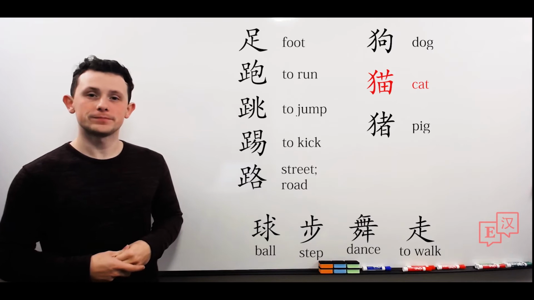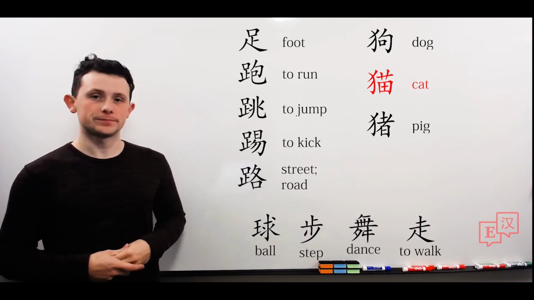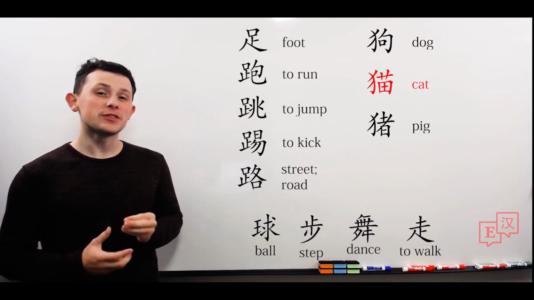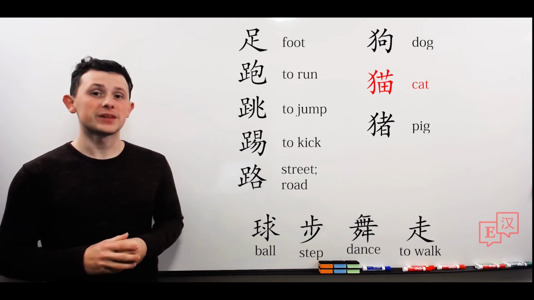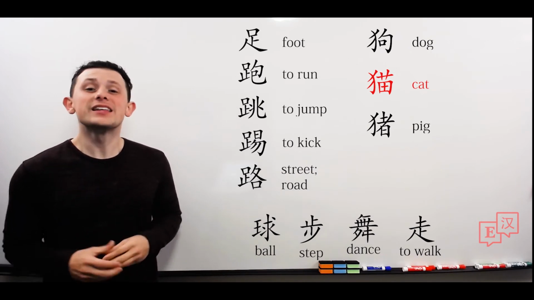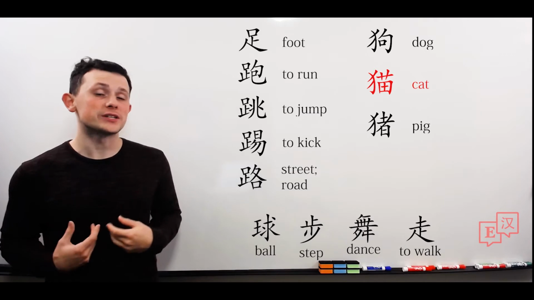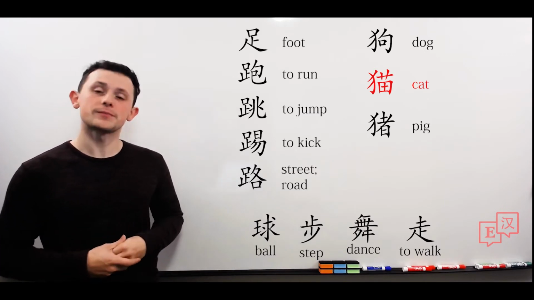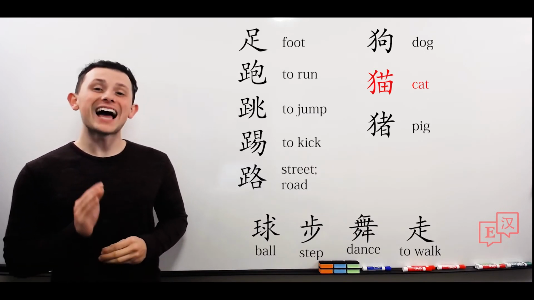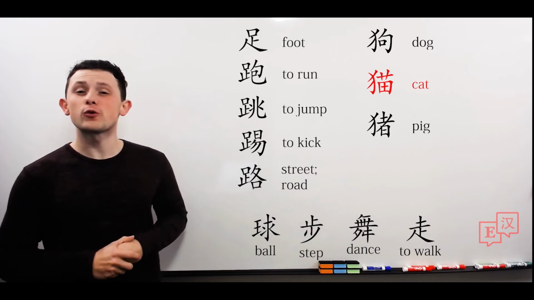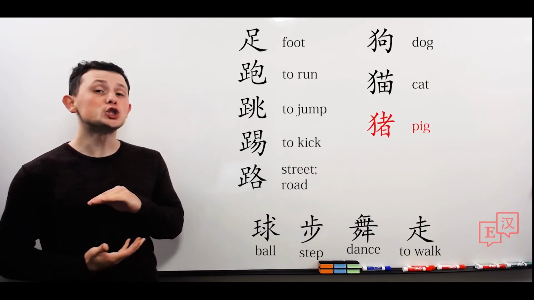Mao. The piece above the field that you see at the bottom of the character is grass. The idea is the cat is the animal that enjoys playing in the grass and fields. Mao. Our last character in this set is the character for pig, pronounced zhu.